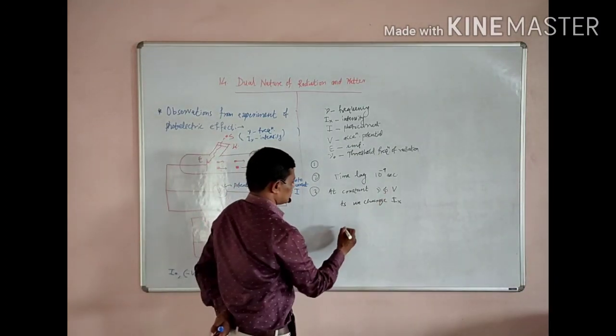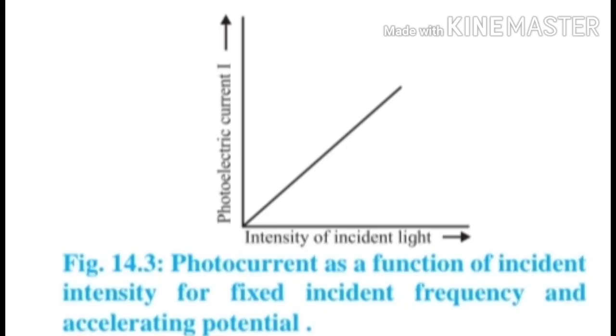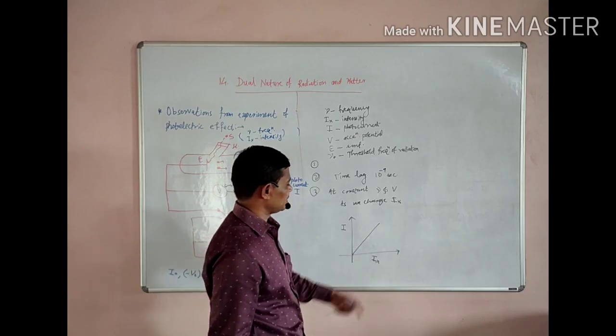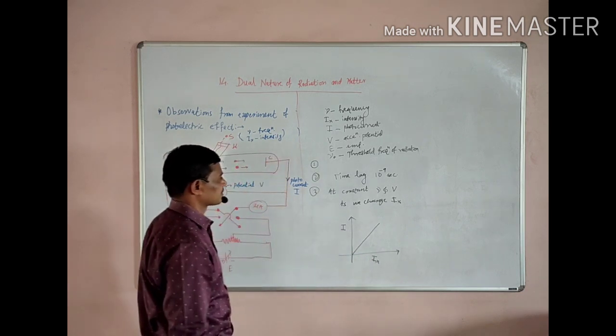Suppose we plot a graph with intensity along the x-axis and photocurrent I along the y-axis. This is the nature of the graph. A linear relation between photocurrent and intensity will be observed there.